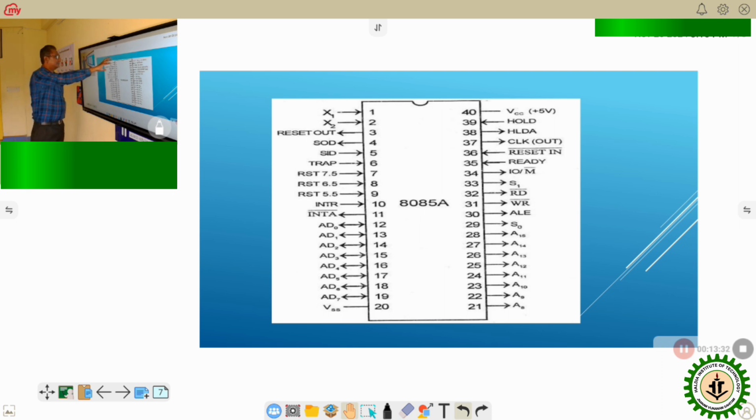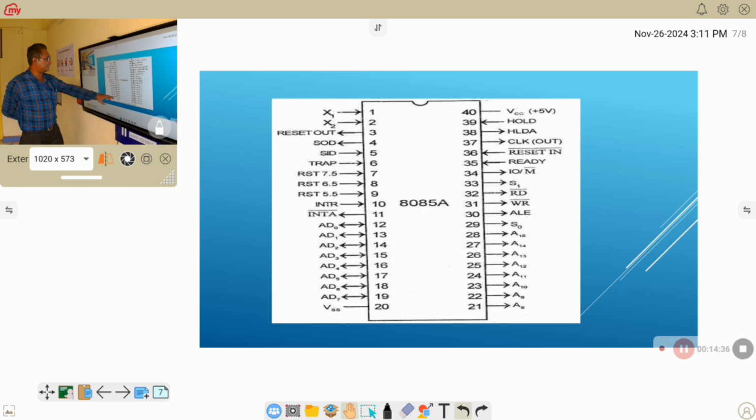Similarly, in a microprocessor based system, there are different registers, and here in 8085, the registers are of 8 bit, and each register has a unique address. The 8085 microprocessor is an 8 bit microprocessor, but its address is 16 bit. You see, pin number 12 to pin number 19 and pin number 21 to 28, one thing is common, that is A. Pin number 12 to 19 are AD0 to AD7. Pin number 21 to 28 are A8 to A15. So A is common. A stands for address, D stands for data.